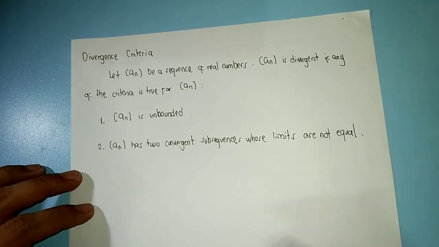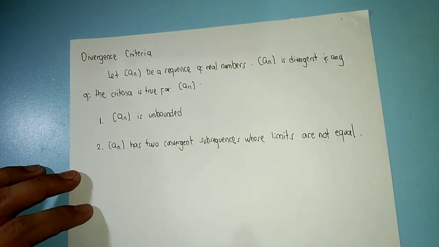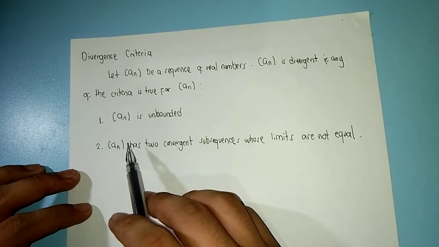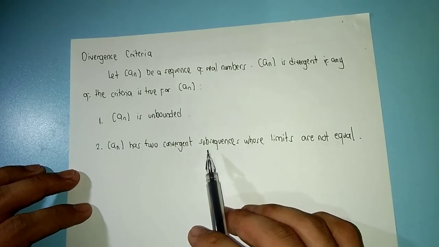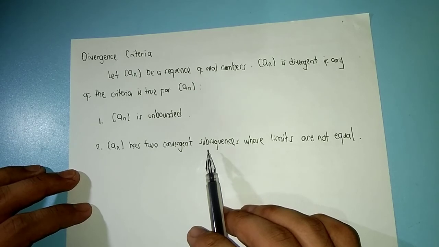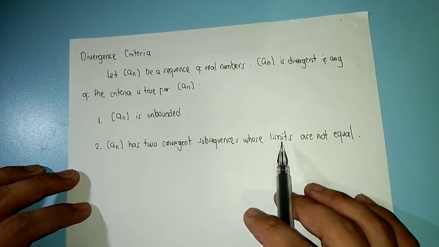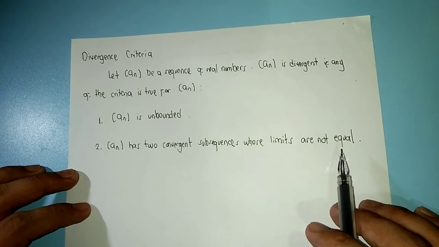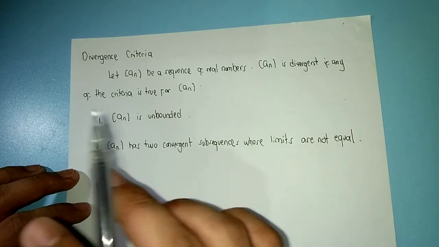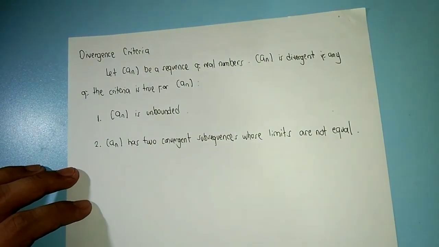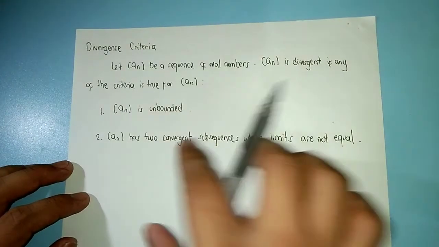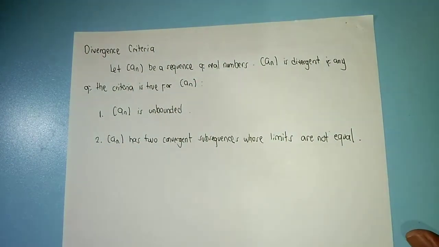So for number 2, ito naman gagamitin natin dito yung idea ng subsequence. So if a sub n has 2 convergent subsequences, ibig sabihin yung subsequences na yon ay merong limits, pero yung limits daw nila ay hindi equal. Okay? So ibig sabihin divergent ang ating sequence a sub n. Pag nakakita tayo ng dalawang convergent subsequences na hindi equal ang limits, divergent ang a sub n. Okay? So, apply nga natin to sa isang example, yung number 2, para makita natin yung idea kung paano natin siya gagamitin.